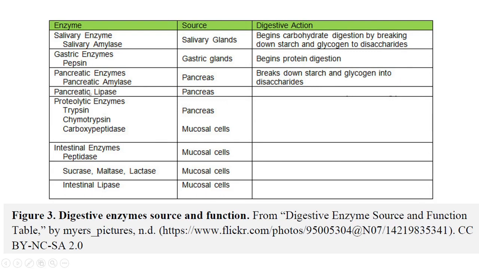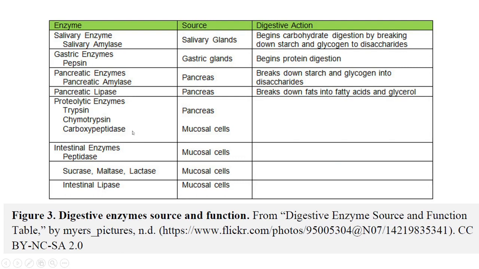Pancreatic lipase, from the name itself, you can already know that the source would be the pancreas, but at the same time, the word lipase, what does it do? The digestive action would be breaking down fats into fatty acids and glycerol. As you can see, lipase comes from the word lipids, so it would be digesting lipids or fats into fatty acids and glycerol.